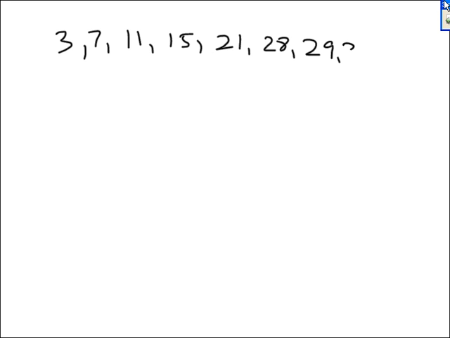Why don't we try this again? We'll use fewer numbers. Suppose the numbers in order were 3, 7, 11, 15, 21, 28, 29, 33, 37, and so on. That's 9 numbers.